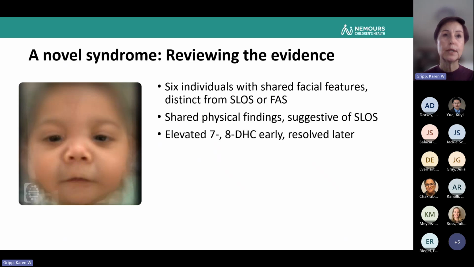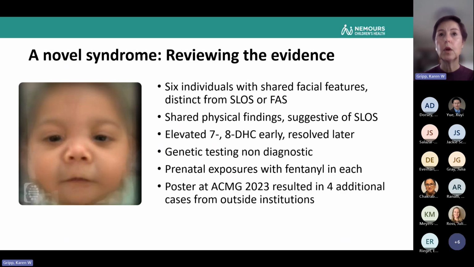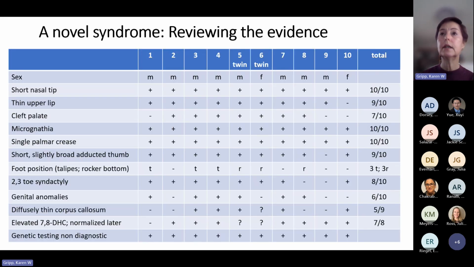We were able to present the data, and we were then able to add 4 additional patients to our original cohort of 6. In these patients, you see they are male and female. They share similar findings with a short nasal tip, a thin upper lip, 7 had a cleft palate, the small jaw, single palmar crease with a slightly broad adducted thumb.